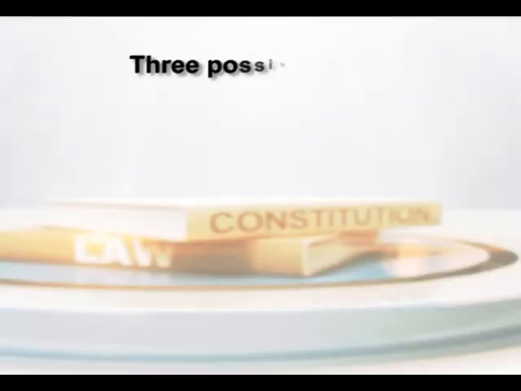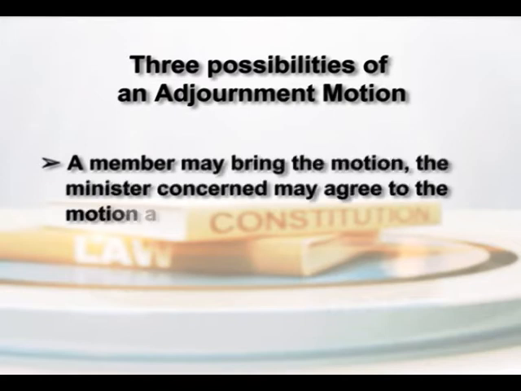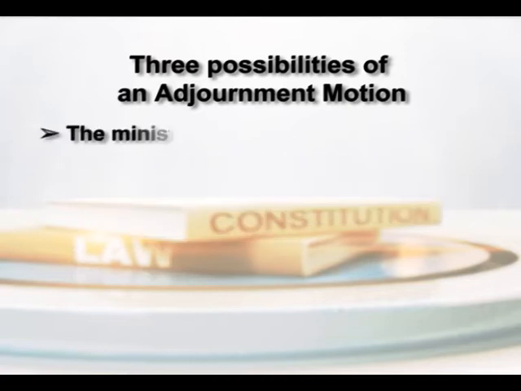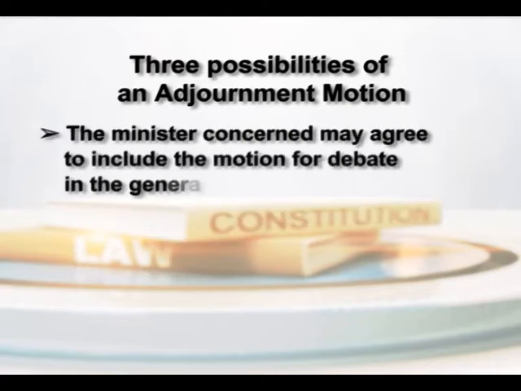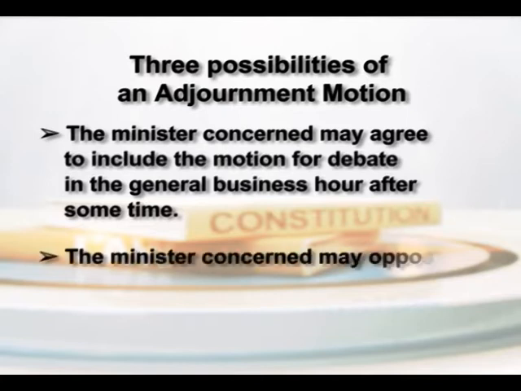It is usually discussed after 4 p.m., when the mover of the motion says that the House is adjourned. Now, there are three possibilities so far as the adjournment motion is concerned. First of all, a member may move the motion, the minister concerned may agree to the motion, and the House takes up the motion for discussion. Secondly, the minister concerned may agree to include it for debate in the general business hour after some time. And finally, the minister concerned may oppose the motion.